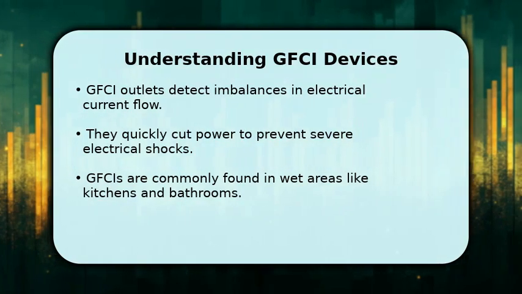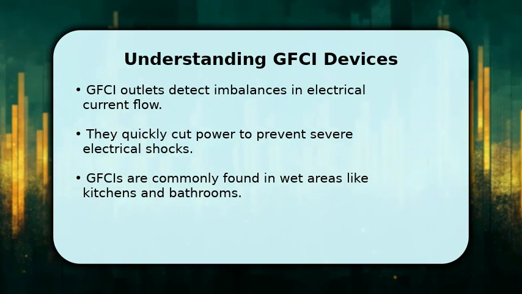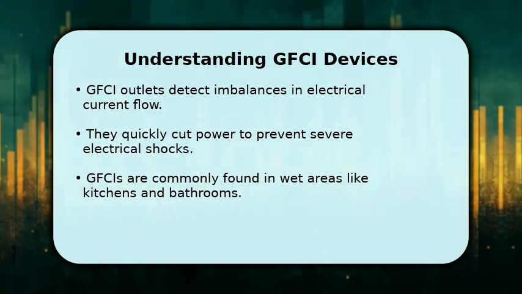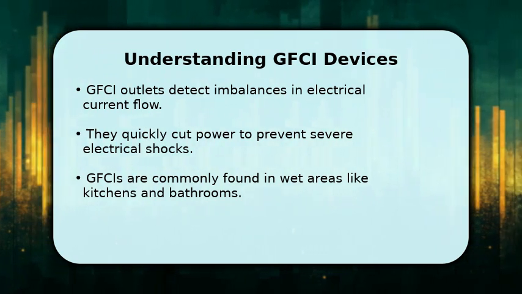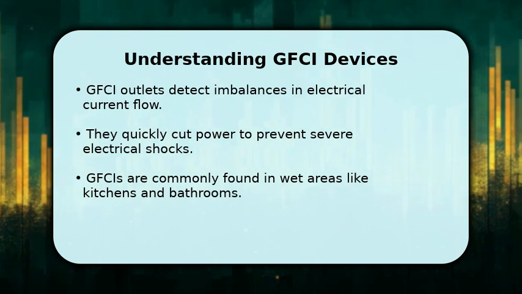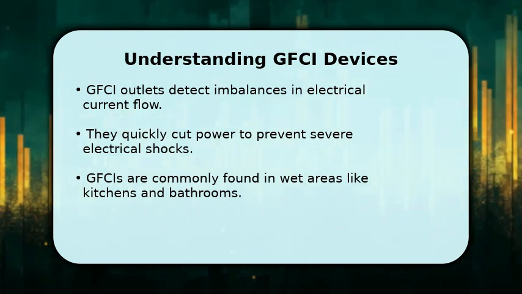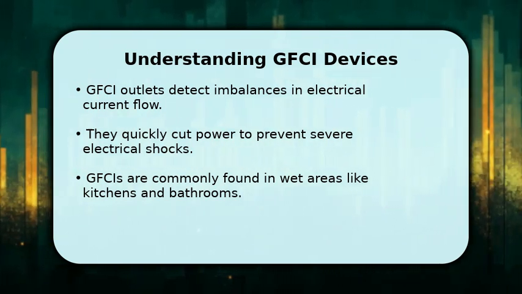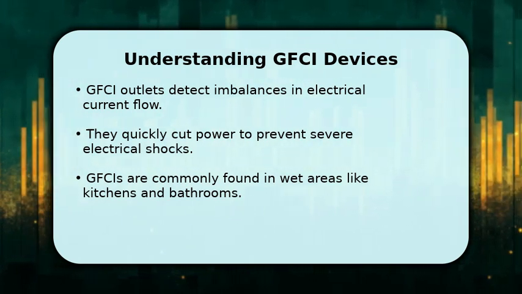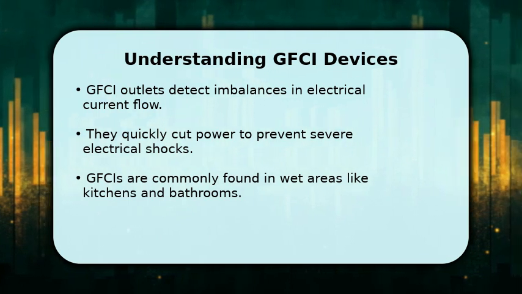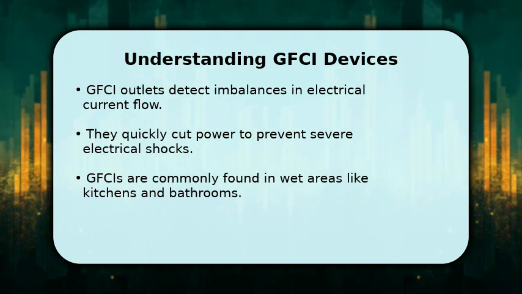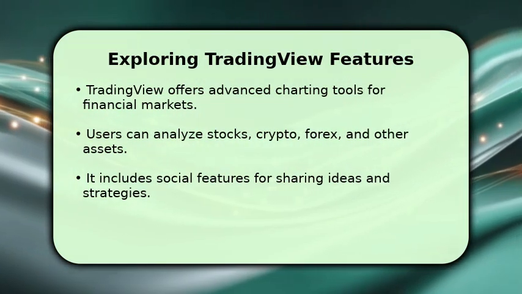Let's dive deeper into what a GFCI actually does. A ground fault circuit interrupter constantly monitors the electrical current flowing through a circuit. If it detects even a small difference in current, indicating a potential ground fault, it trips the circuit almost instantly. This rapid response is crucial for preventing serious injuries or fatalities from electrical shocks, making them essential safety components in many homes and workplaces.